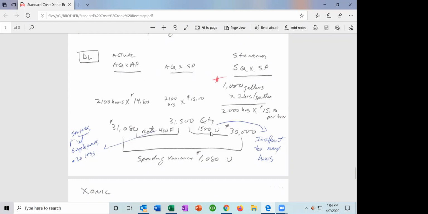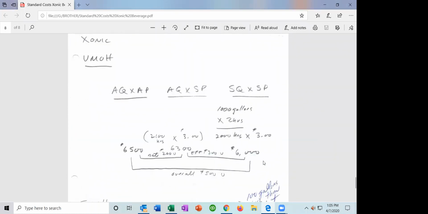Well, what about efficiency? How efficient were they? Did they use too much time or too little time? Let's take a look. They should have used 2,000 hours. It actually took them 2,100 hours. It took them 100 hours more than they should have used. 100 more hours at $15 an hour, $1,500 unfavorable. It took them too much time to make the product. What does that mean? That means that they were inefficient. They used too many hours.